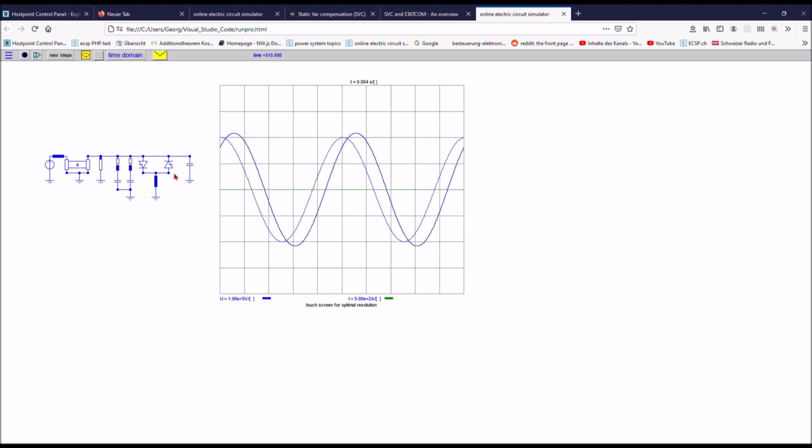You can see now that I can control the voltage at the load by varying the switching angles of the thyristors. So I can either reduce or increase the voltage at the load depending on the magnitude of the load.